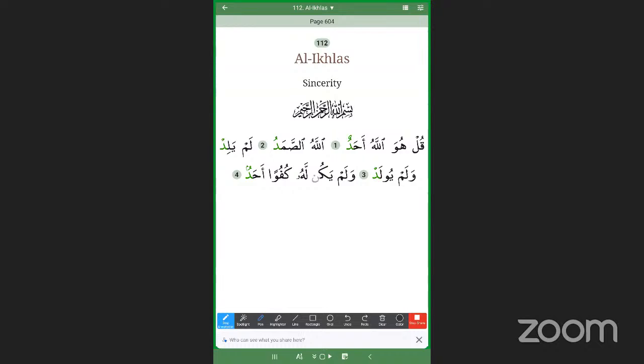Surah Al-Ikhlas. Huwa is a detached pronoun. See, it is neither attached on the right side nor on the left side. Detached pronouns always come alone, and they will always be written on the right side. They will come first and then something else will come.